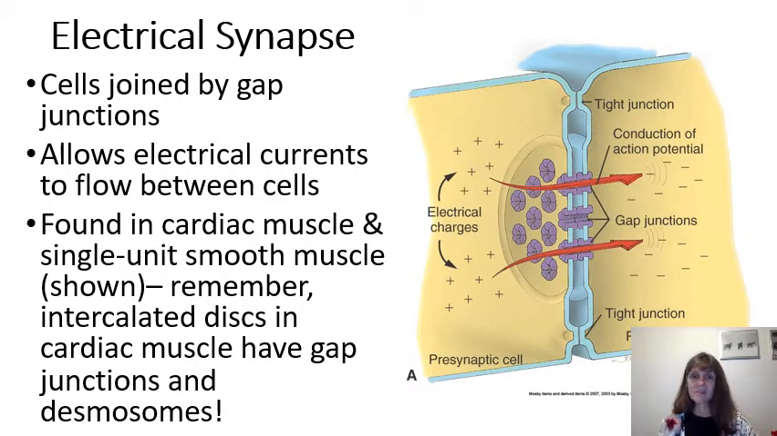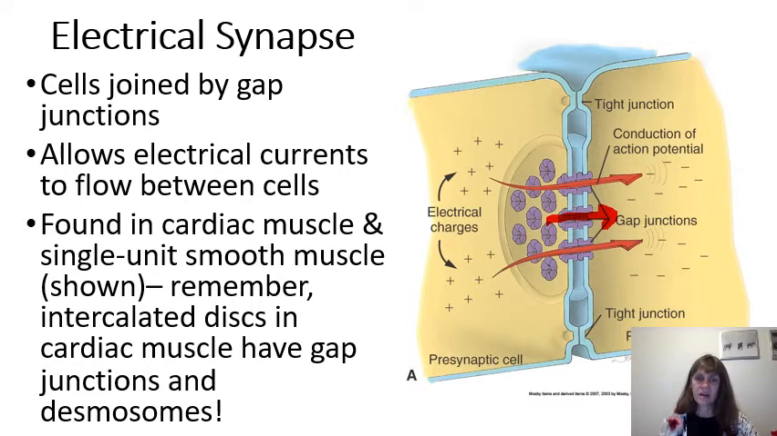There are different types of synapses. With cells that are joined together by gap junctions, that allows for electrical currents to flow between the cells through the gap junctions, and this forms an electrical synapse that's commonly found in cardiac muscle as well as single unit or visceral smooth muscle.